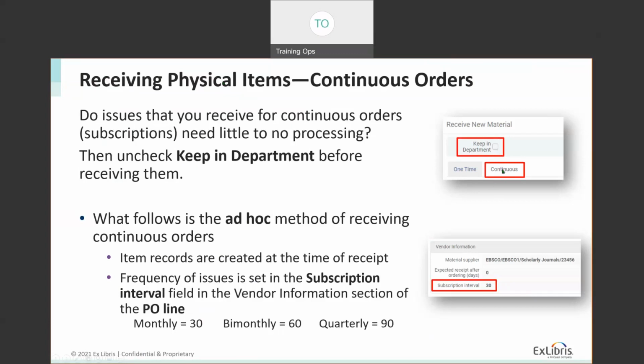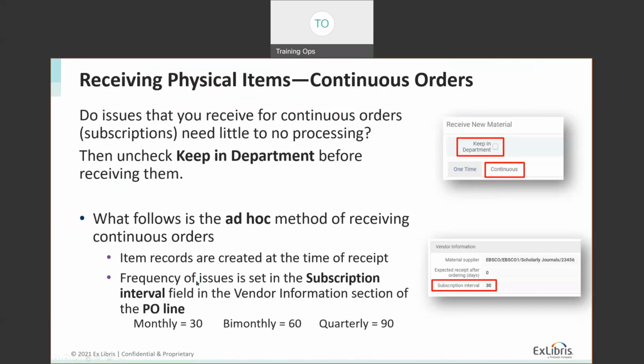So you'll go to the continuous tab, you'll uncheck keep in department, and then you receive them. And I'm going to show you that. We do have two methods of receiving. During this series, I'm only going to show you ad hoc. I'm not going to talk about pub patterns. That's a whole other hour. What happens with ad hoc receiving? Item records are created at the time of receipt. Right now, there is no item record in Alma for continuous orders. Alma will make it as we say we received it, so when it's in our hands.